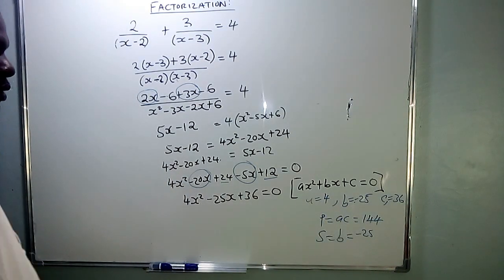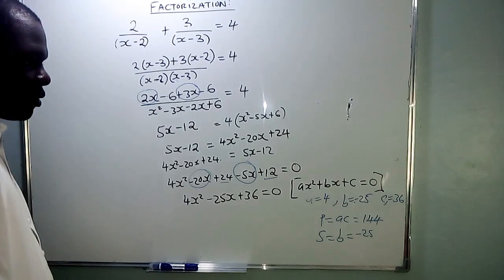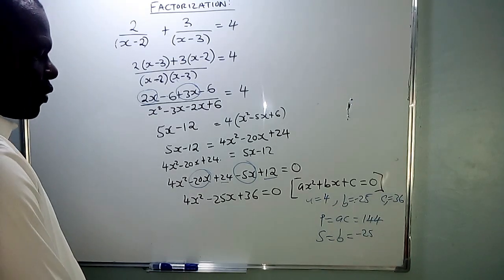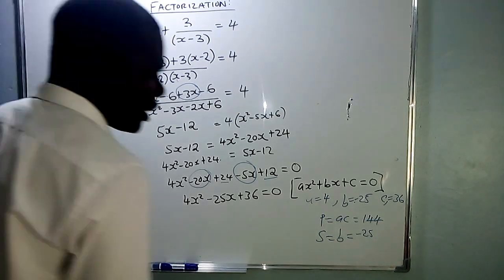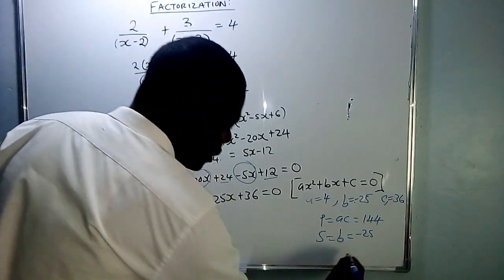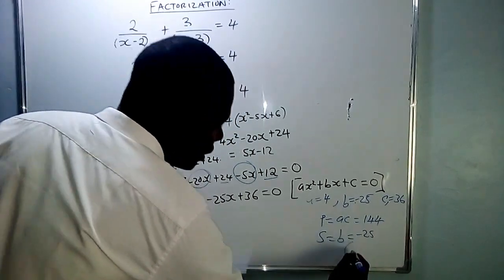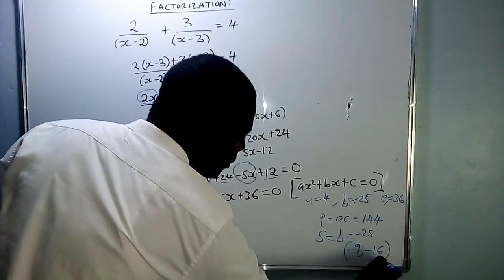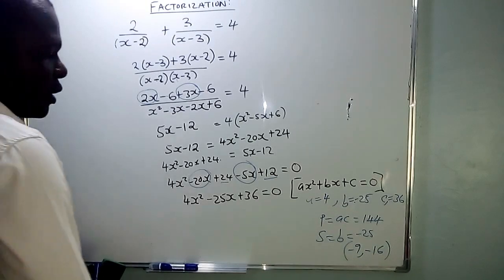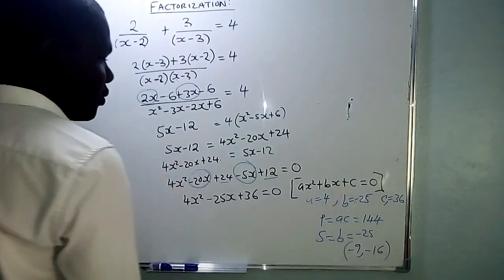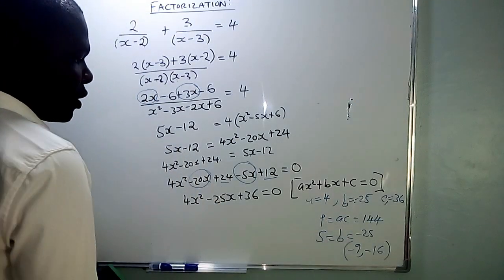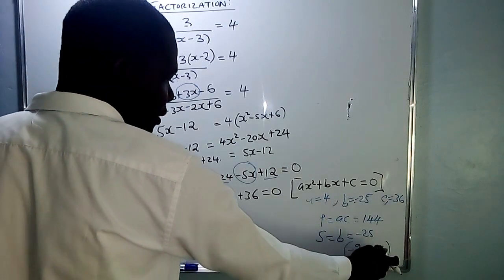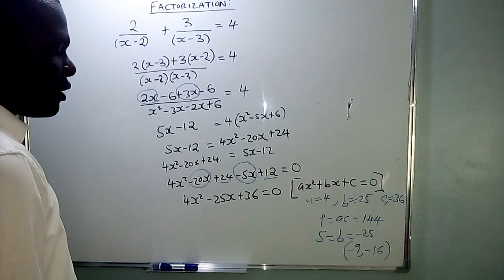So which numbers give us a product of 144 and a sum of negative 25? You test by using the product 144. Which numbers give you a product of 144? The two numbers which give us a product of 144 are 9 and 16, isn't it? So for you to get a sum of negative 25, you use negative 9 and negative 16. It is the product which is used to test. Are you seeing that? Yeah. So the two numbers are negative 9 and negative 16, isn't it?